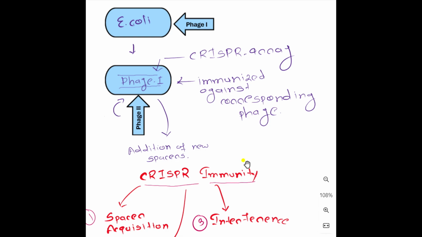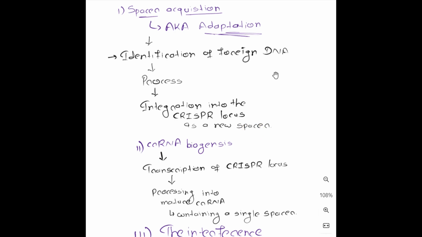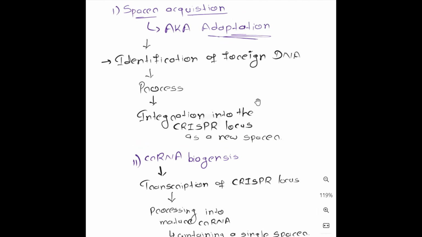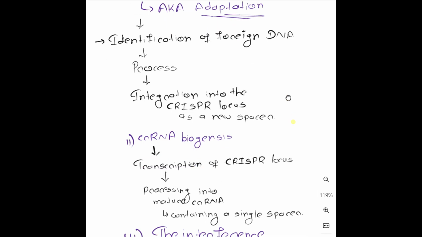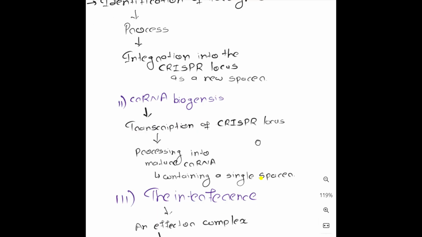So this CRISPR immunity is divided into three stages. First is spacer acquisition, second is cRNA or CRISPR RNA biogenesis, and third one is interference. During acquisition, which is also known as the adaptation stage, the foreign DNA is identified, processed, and the processed foreign DNA is integrated into the CRISPR locus as a new spacer.